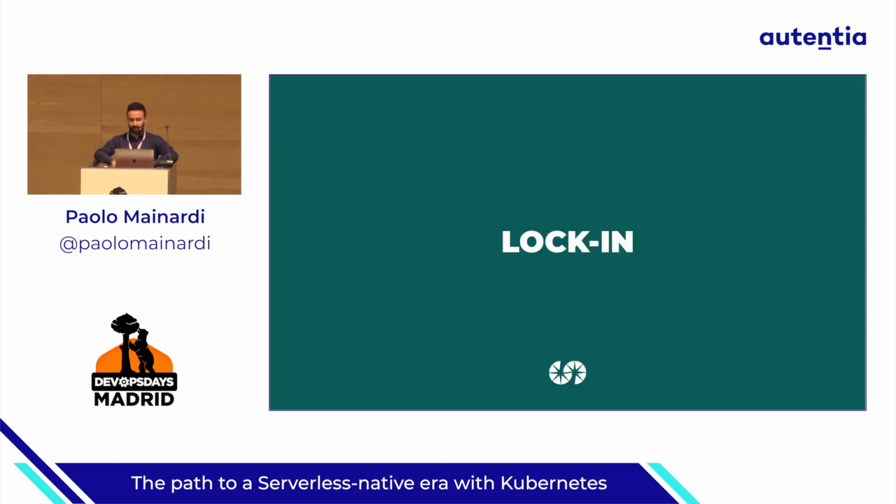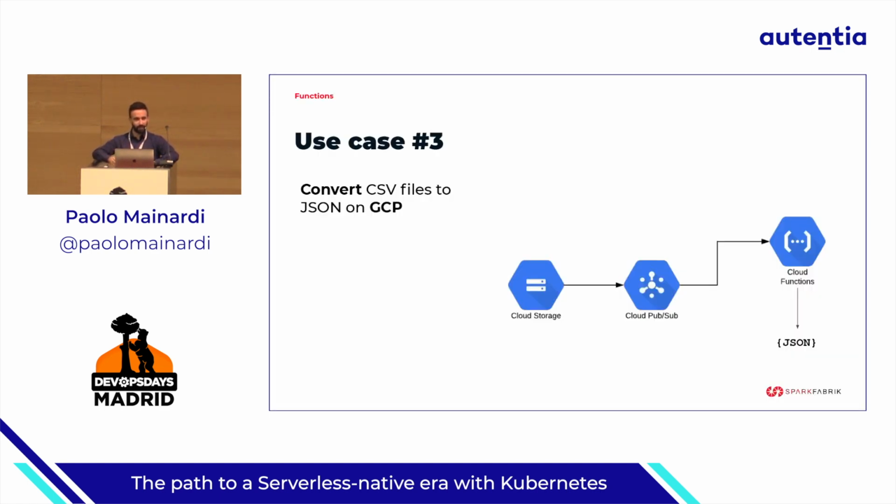So let's see what the lock-in is, starting with an example. We implemented a super complex application. You can see that it is capable of converting a CSV file to JSON. We implemented it for GCP, so we are capable of receiving these CSV files from a Pub/Sub queue, and using a function to convert them and give this JSON to our user.